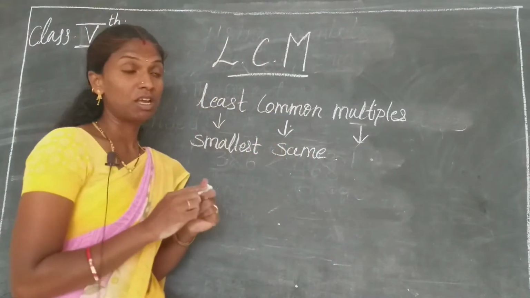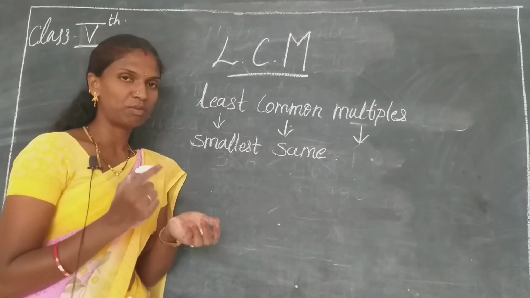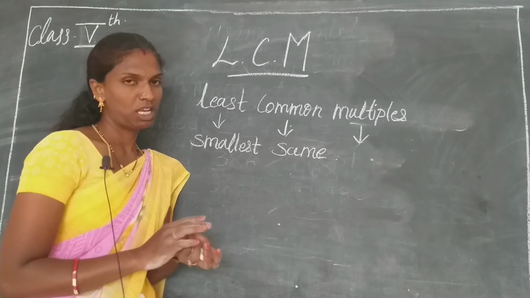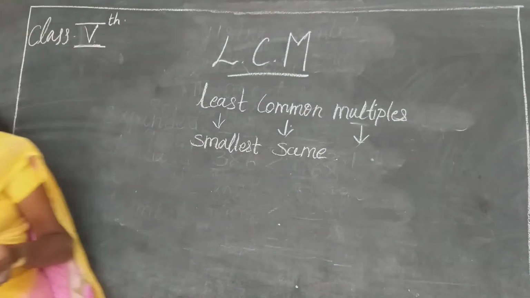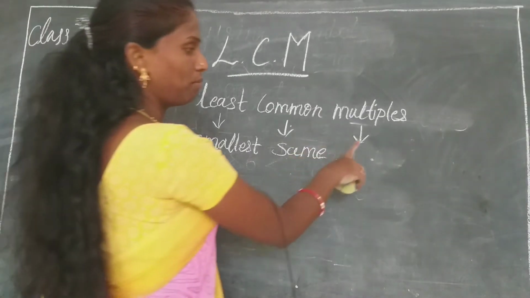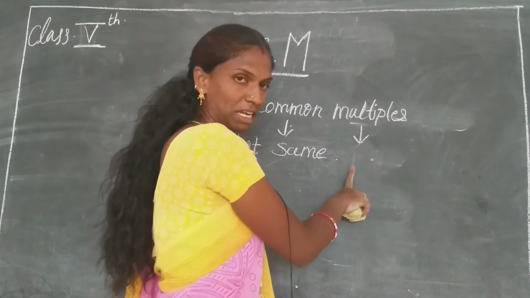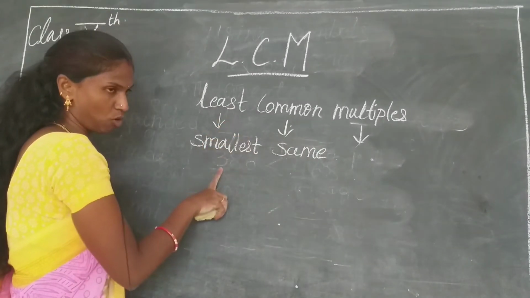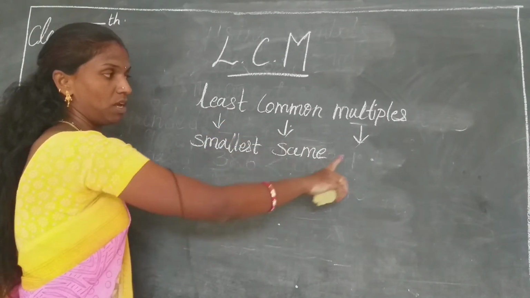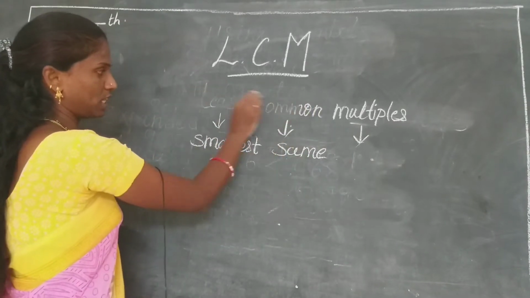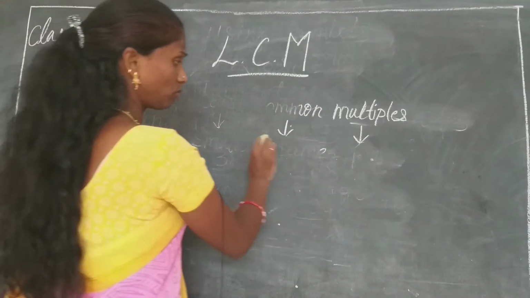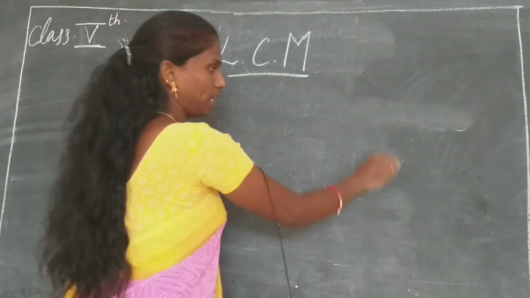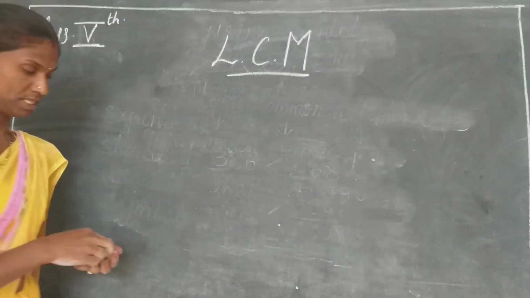So multiples. Okay, you are getting some idea of multiples. You are thinking about the multiples. Now don't worry. Let us learn what are multiples. Did you understand this? Least means smallest, common means same. Multiple means, now I will explain what the multiples are. Okay, now see here, multiples.